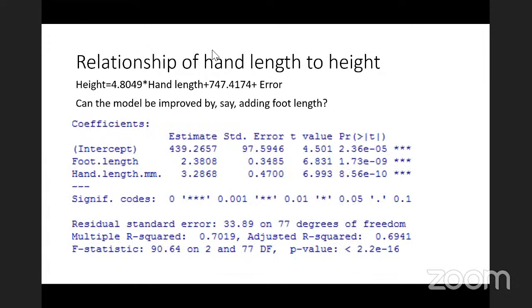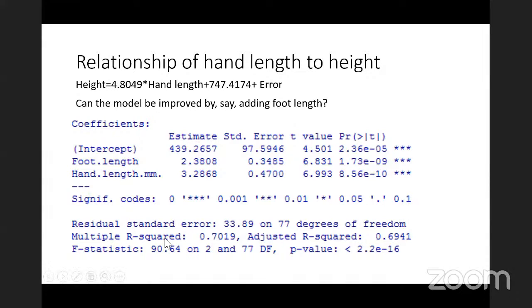Once we get this, the first thing we look at is the multiple R square. The multiple R square over here is 0.7. Multiple R square for the model in which there was just the hand length was 0.52. So there is, let's say, a marked improvement in the model.